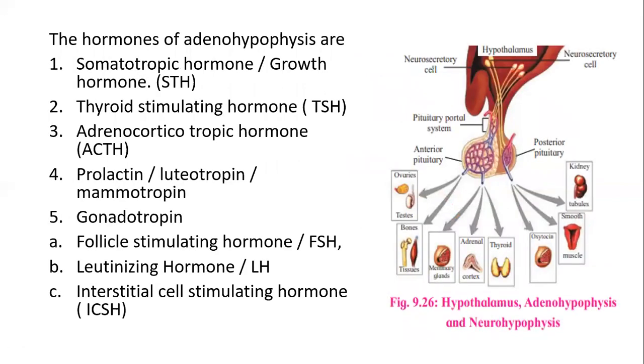Now let us see the hormones of adenohypophysis. First one is somatotropic hormone, which is also known as growth hormone. And in short, it is known as STH. This hormone stimulates the growth and development of all tissues by accelerating protein synthesis and cell division. This hormone is related to growth. It is responsible for growth.